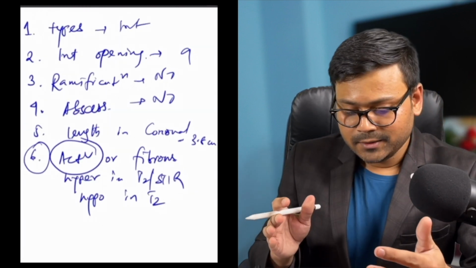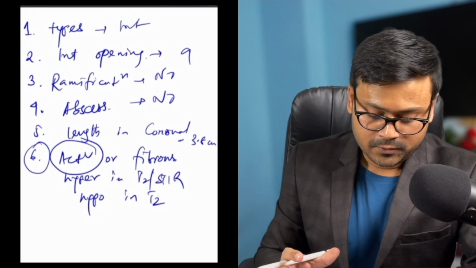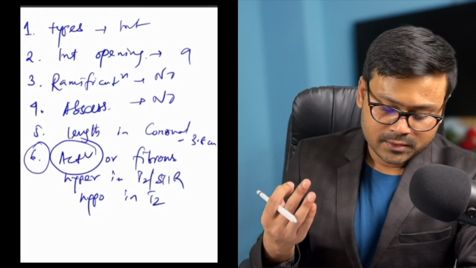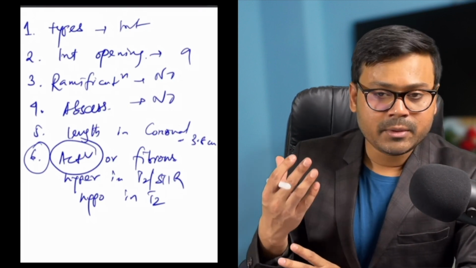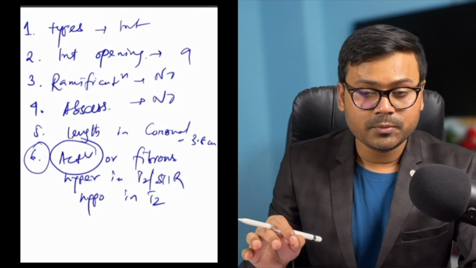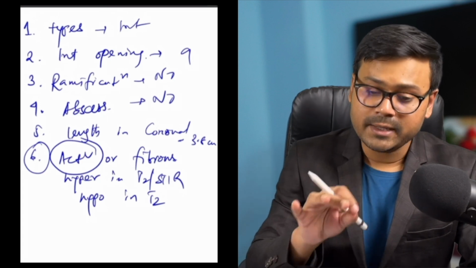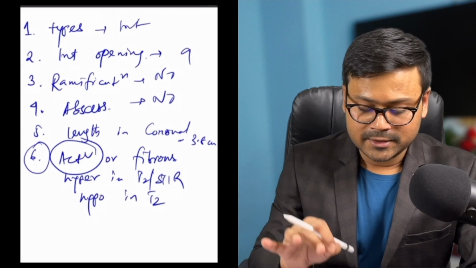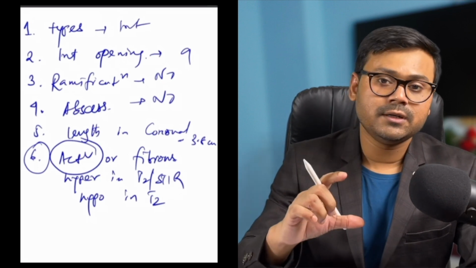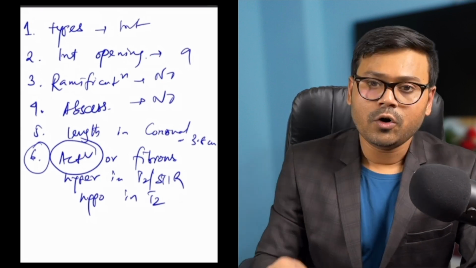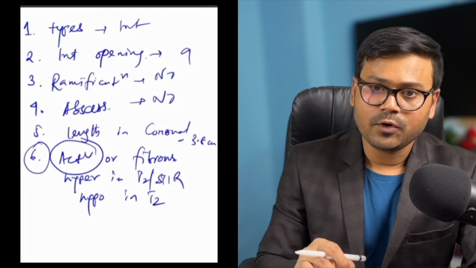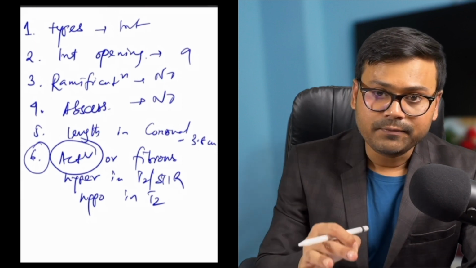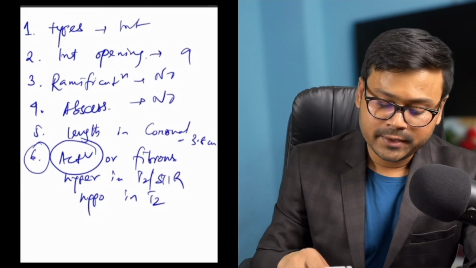I formed a format of reporting where six important points should be mentioned. First is the type of the fistula, second is the internal opening, then ramification present or not. If it is not present, don't avoid it. Mention in your report that no ramification is present, no abscess is present. Mention the length of the fistula in coronal image. Also mention if the tract is active or fibrous. Active tract will be hyper in T2, whereas fibrous tract will be hypo in T2.